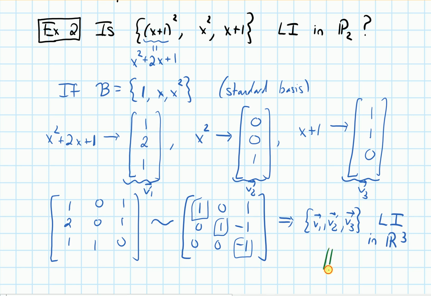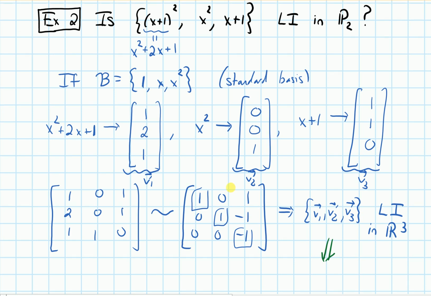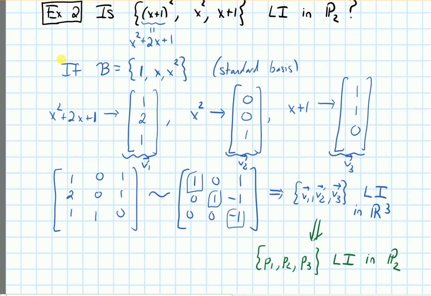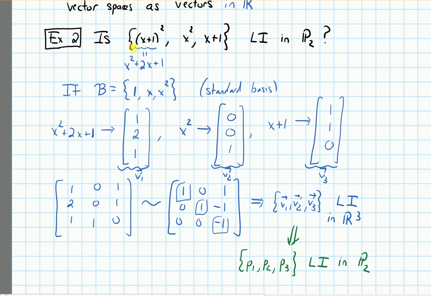And as a result, the polynomials that they corresponded to, let me just call them P1, P2, and P3 for short, those polynomials are also linearly independent, but they exist in P2. So that's why this theorem is so important, because it lets me handle elements of arbitrary vector spaces like polynomials by rewriting them as their coordinate vectors and then doing the relevant computation with the coordinate vectors.